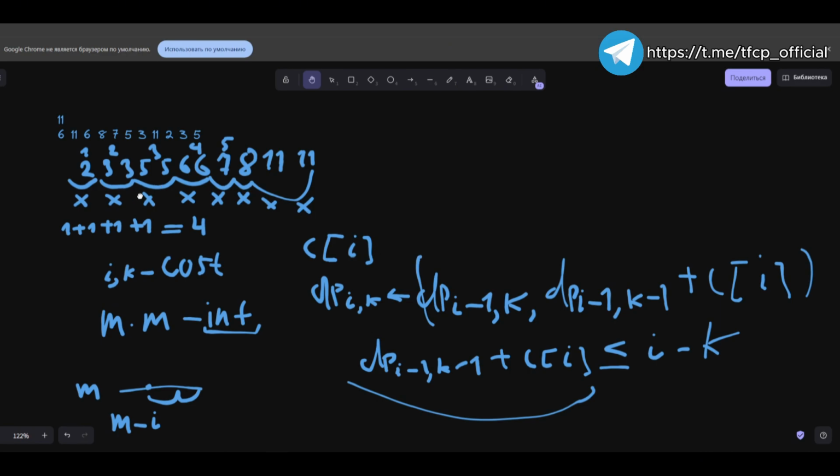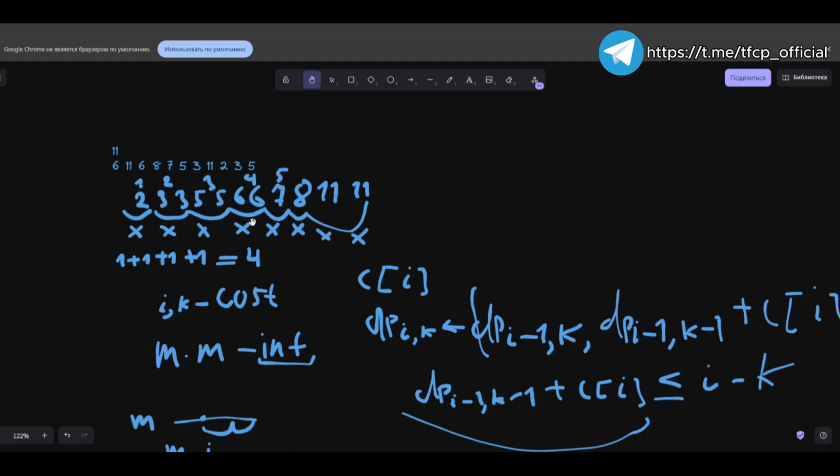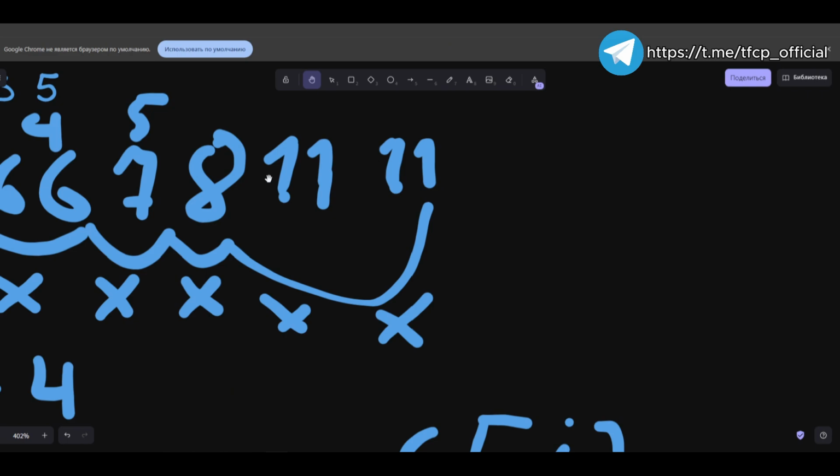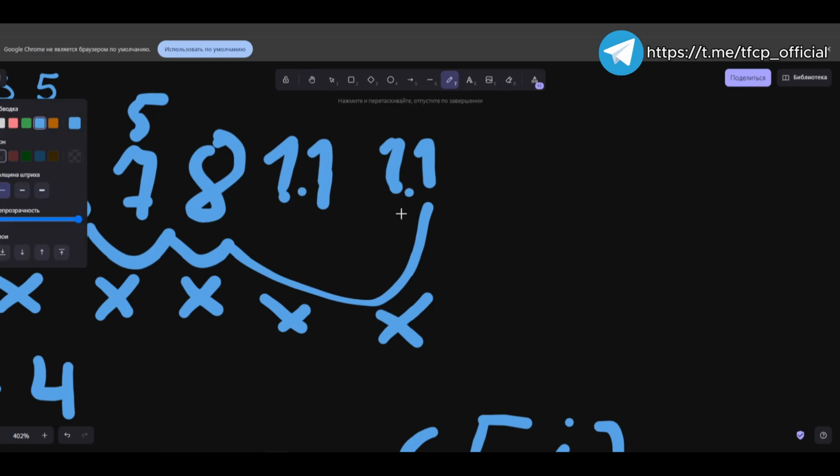Alice needs to eat one cake of each type. It's enough to eliminate them. A cake of this type must be eaten whole. So here he has 2 of type 11. He needs to eat this one and that one.